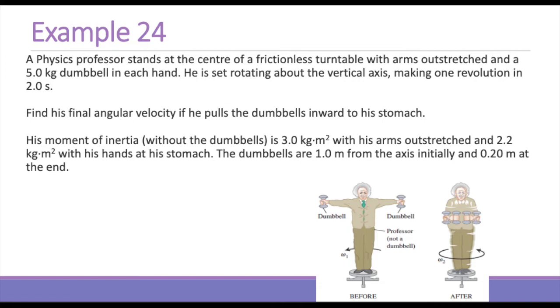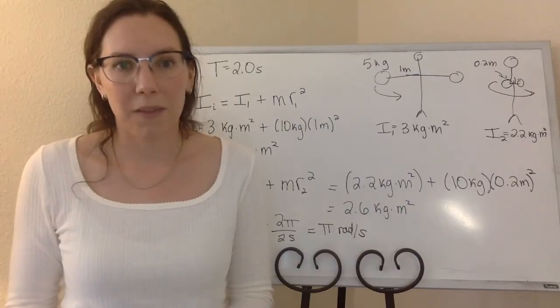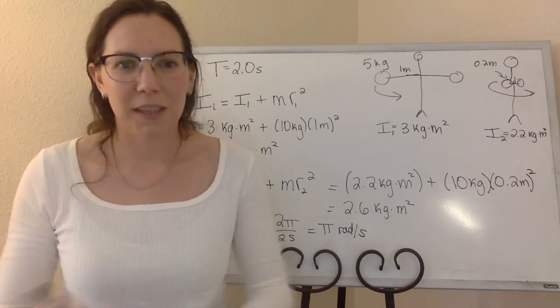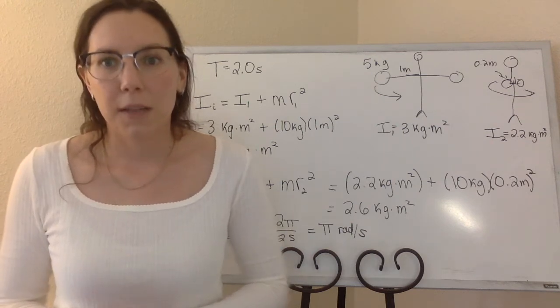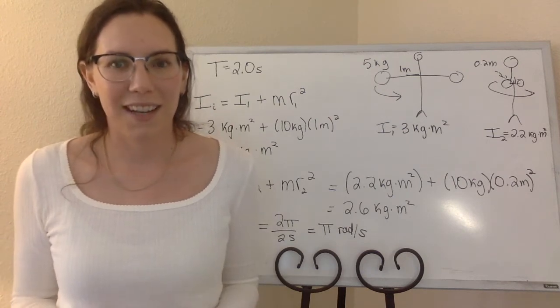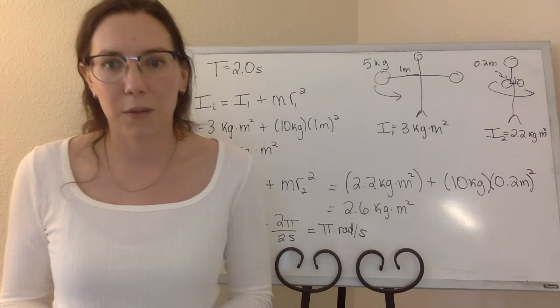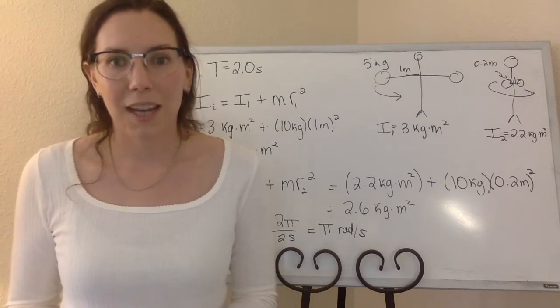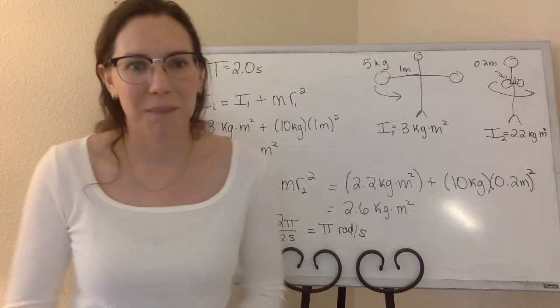Okay, so in this example, we don't have a constant moment of inertia. The moment of inertia will change as the professor moves his hands inwards. It will decrease as he moves them inwards because now more of the mass is concentrated near the axis of rotation. So to start, let's calculate both of these moments of inertia, and then we'll apply angular momentum.